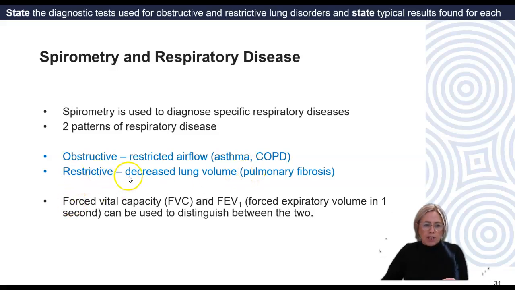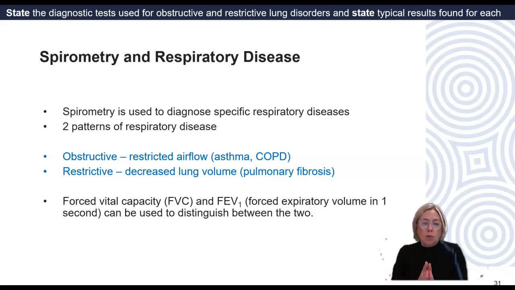With restrictive pulmonary disease, though, a person will have decreased lung volumes. They can't expand their lungs like people with normal lung function can. So there's going to be decreased lung volumes, and that might be due to decreased elasticity of the lungs, or it might be due to a problem expanding the chest wall during inhalation. An example of that is pulmonary fibrosis.